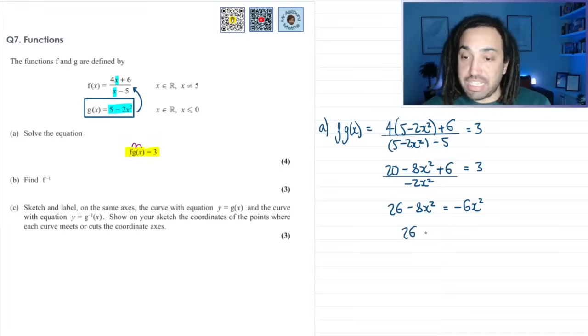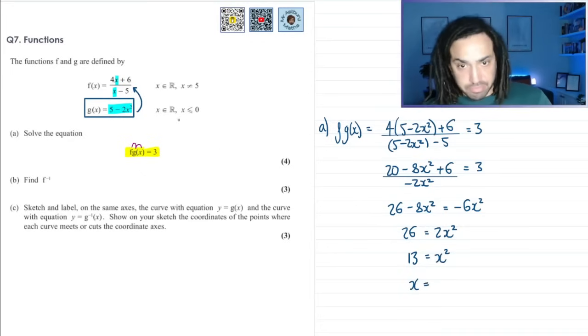Then we're going to add 8x squared to both sides. That's going to give us 2x squared. We're then going to divide through by 2, and then we're going to square root. Now we need to be careful here.